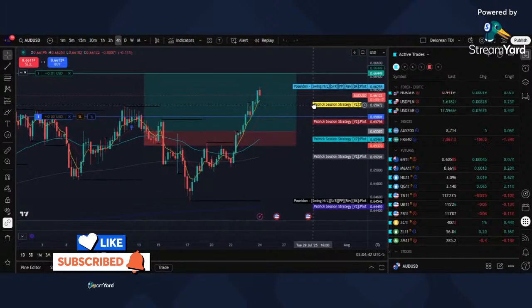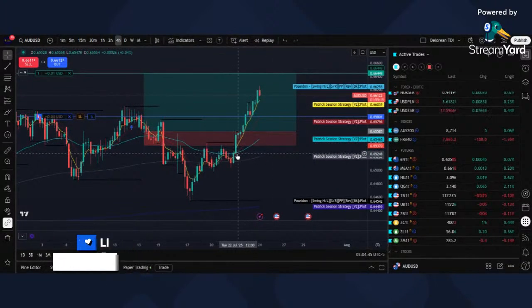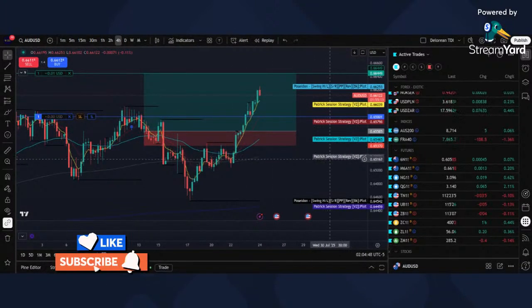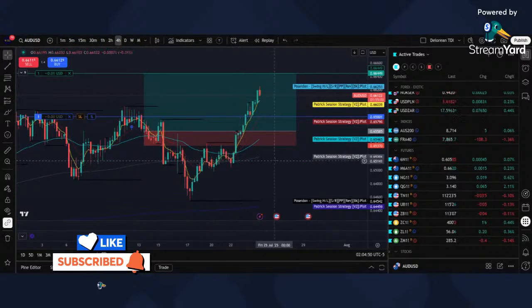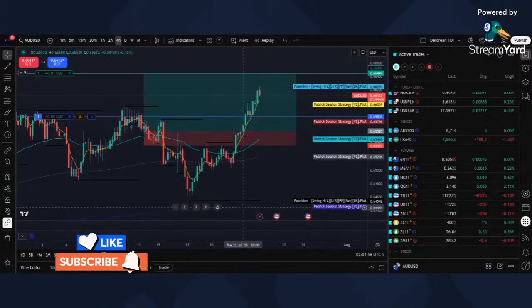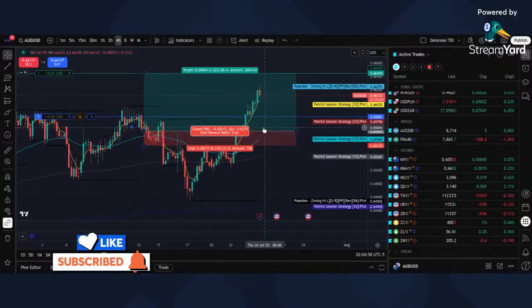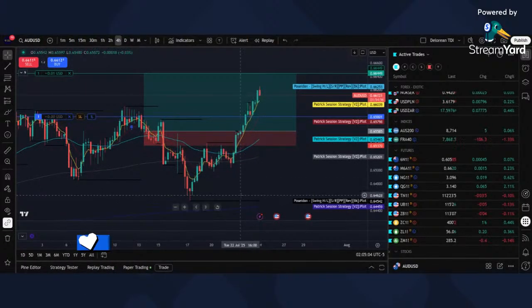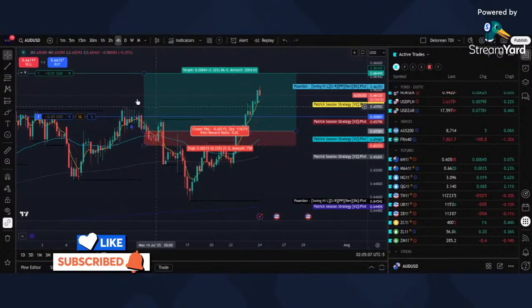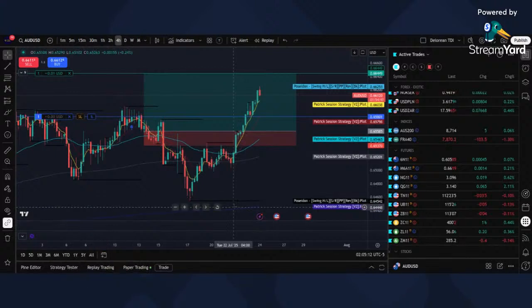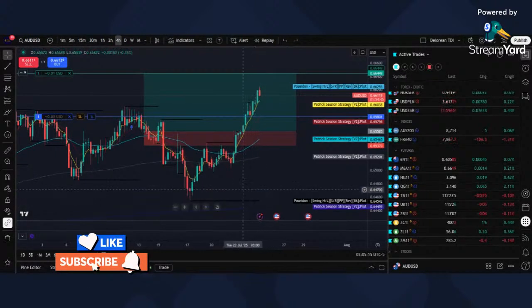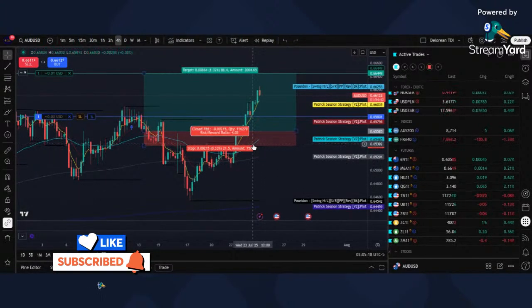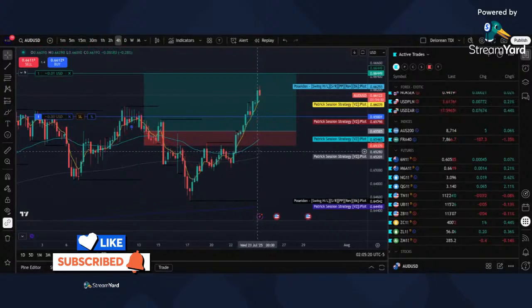You also have 3 other lines: the aqua line, which is the 50 exponential moving average, the gray line, which is the 200 exponential moving average, and the blue line, which is the 800 exponential moving average. If these 3 lines appear in this order, aqua on the top, gray in the middle, and blue on the bottom, you're in an uptrend on that asset on that time frame. Conversely, if these 3 lines appear in this order, blue on the top, gray in the middle, aqua on the bottom, you're in a downtrend on that particular time frame.